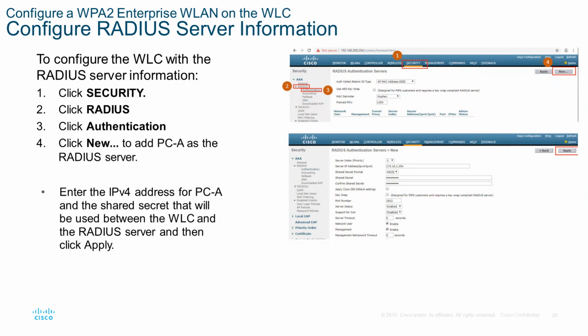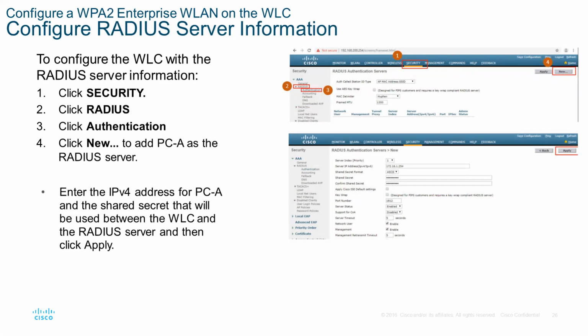Next, we need to tell the controller that we're using a radius server. So under the security top-down menu, we look at the AAA menu on the left. You'll see radius, and then under radius, you'll see authentication. This allows you to create a new radius server entry where you'll need to put in the IP address and the shared secret password.